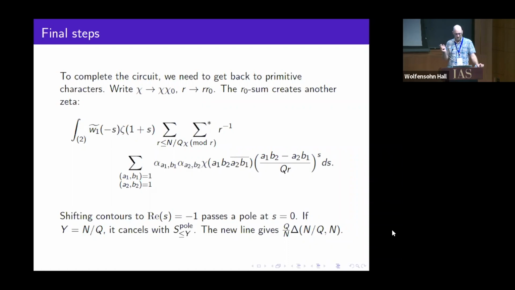I should say this cancellation of poles happened in Heath-Brown's paper on the quadratic large sieve. That was crucial there, and I was inspired by that for this. And so the poles cancel if you choose y appropriately, and then on the new line you get a new version of your original problem.